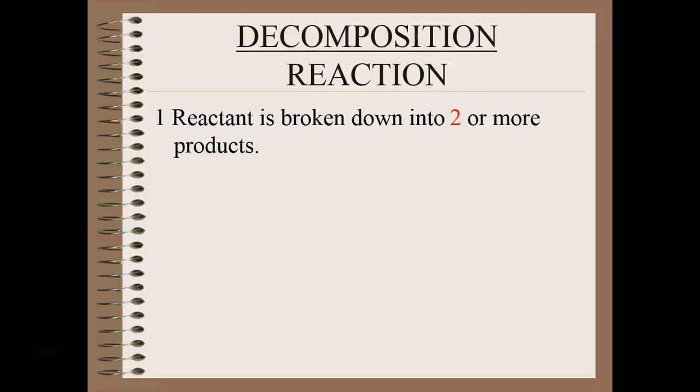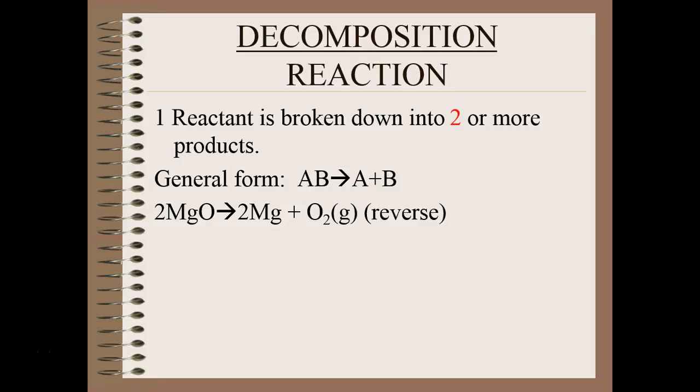The next type of reaction is decomposition. This is when one reactant is broken down into 2 or more products. And the general form, this is the opposite of synthesis. So synthesis, decomposition, they go opposite directions. Decomposition would work from AB, which is one compound, yielding A plus B, 2 separate compounds or elements. For example, 2 magnesium oxide yields 2 magnesium plus oxygen, which is the reverse of what we just saw. Another example is 2KClO3 yields 2KCl plus 3O2.